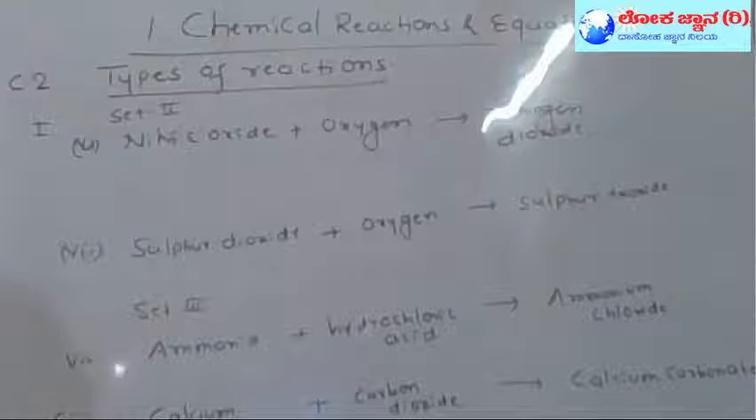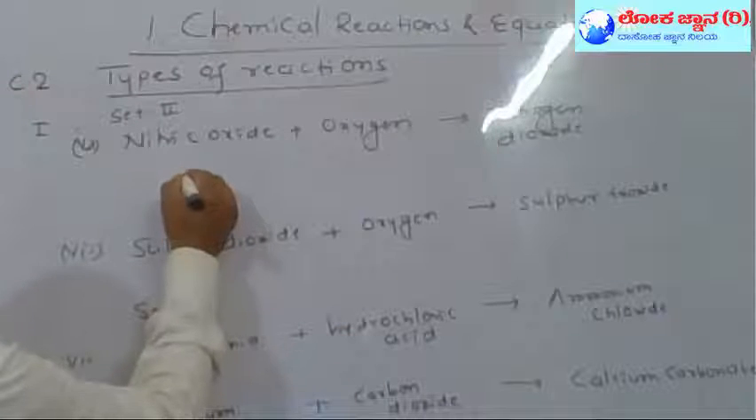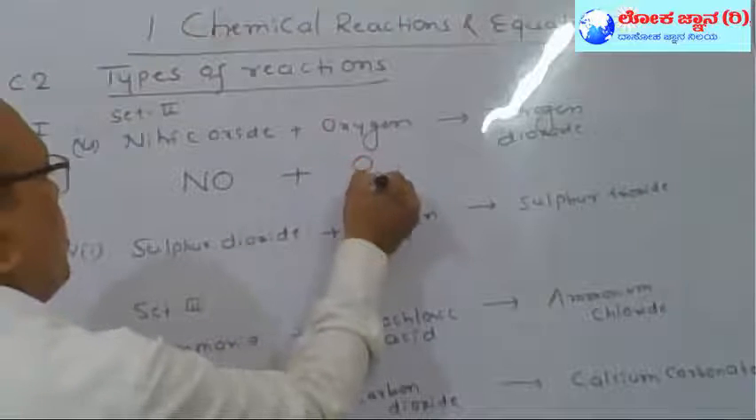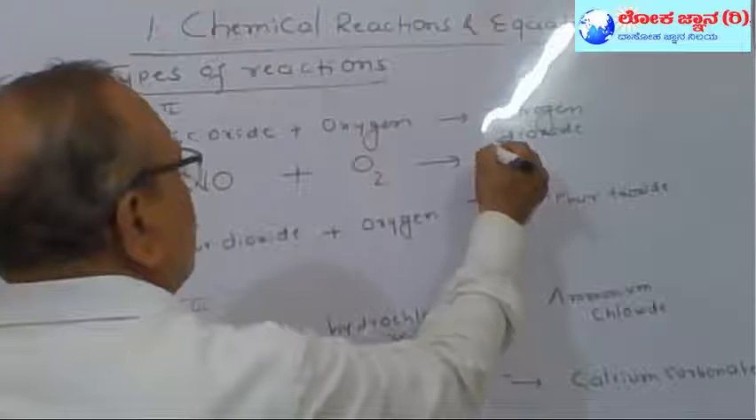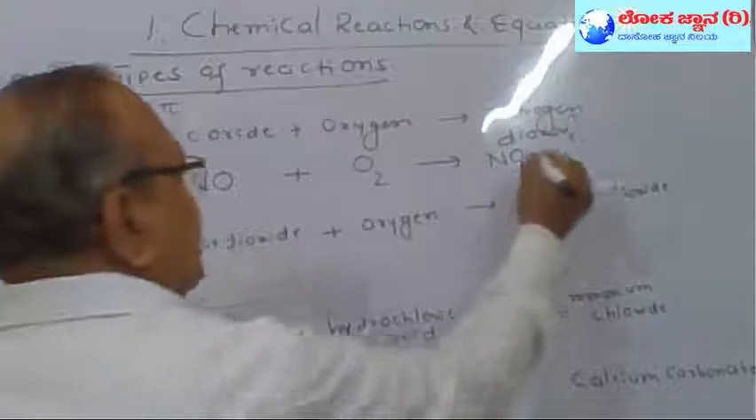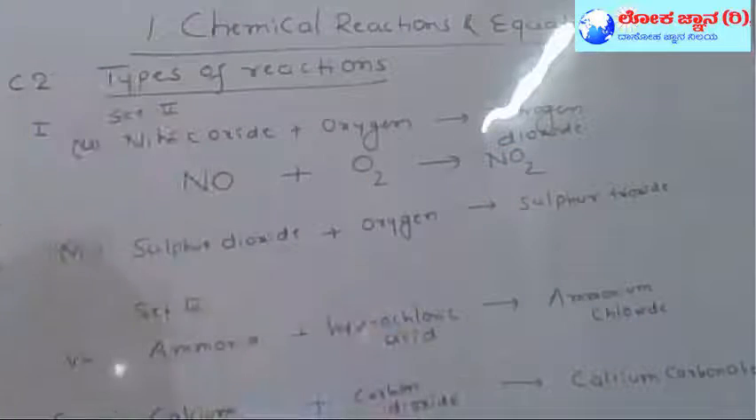In the second set, what is the formula of nitric oxide? I think I gave you yesterday. Yes. What is the symbol of nitric oxide? So nitric oxide has the symbol NO plus oxygen has the symbol O2 gives rise to nitrogen dioxide, which is a gas. Look here. Balance it.